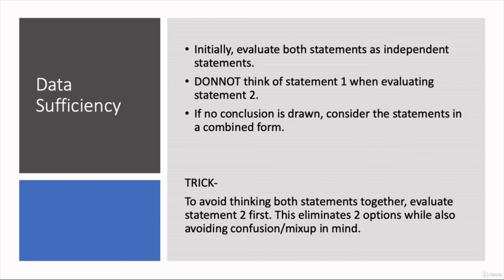The biggest trick for these questions: try evaluating statement 2 first. This is one trick that worked for me very well. By evaluating statement 2, I am able to eliminate two options while also avoiding the confusion or mix-up that my mind can generate when I am evaluating it in the perfect 1 and 2 order. By evaluating statement 2, I am not at all focusing on statement 1, and I am solely focusing on statement 2, and through this I am able to eliminate two options or maybe even get to the correct idea or approach for the question.